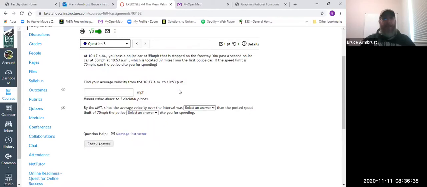So at 10:17 a.m., you pass a police car at 55 miles an hour, stopped on the freeway. You pass a second police car at 55 miles an hour at 10:53, which is located 39 miles away. If the speed limit is 70, can the police cite you for speeding? Okay, so basically we need to answer this question. We need to first figure out your average velocity from 10:17 a.m. to 10:53 p.m. I think that was an error. I think that's supposed to say a.m. so that it matches this time.